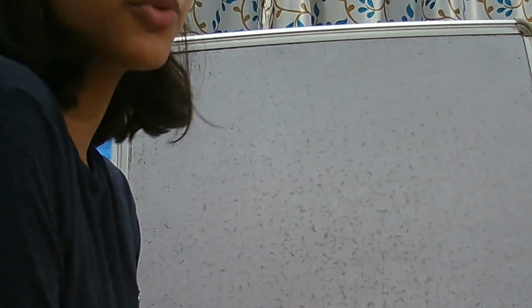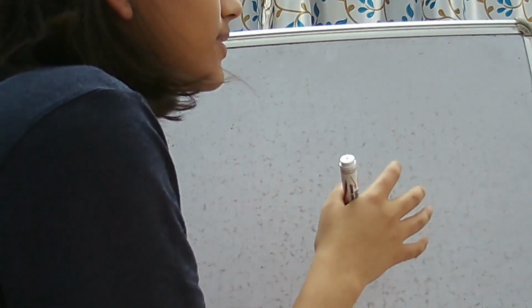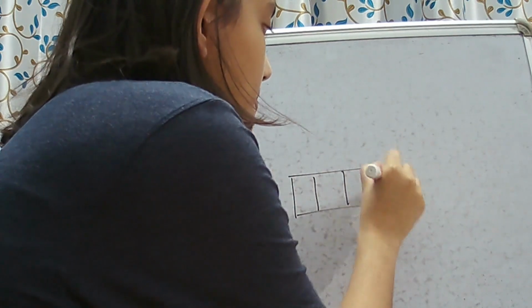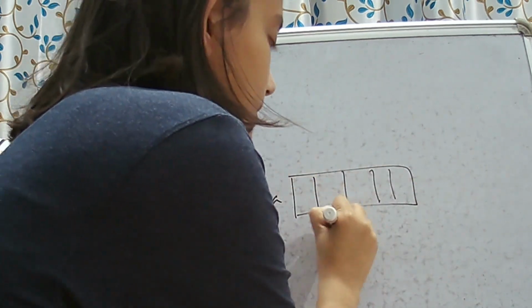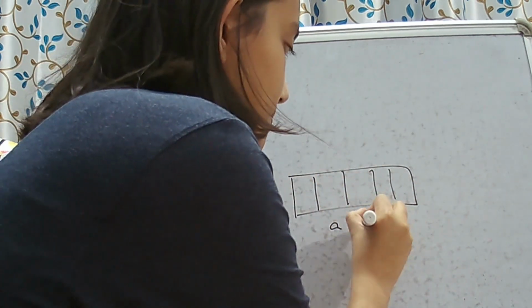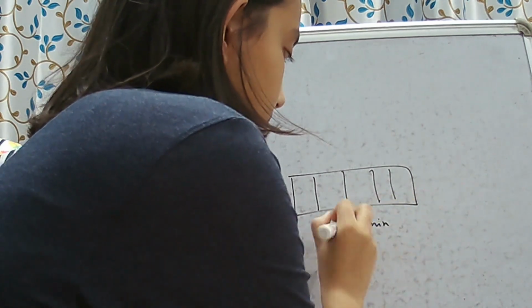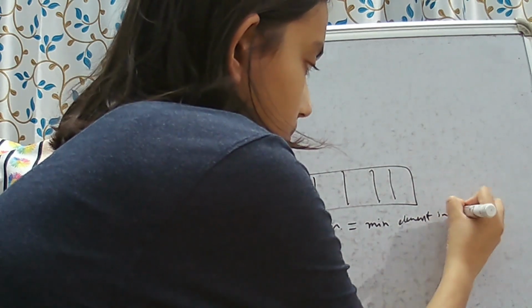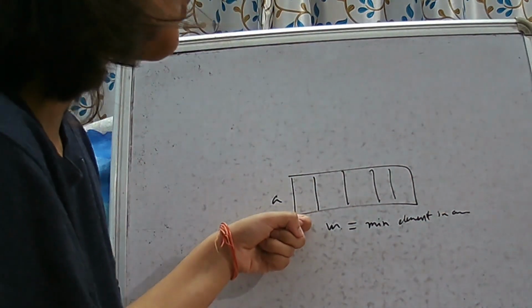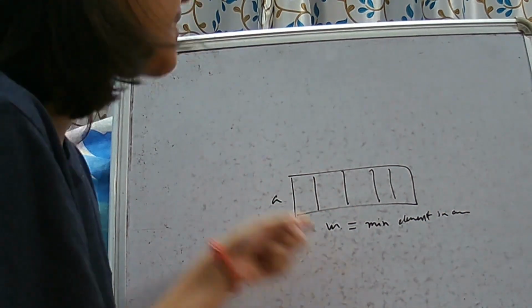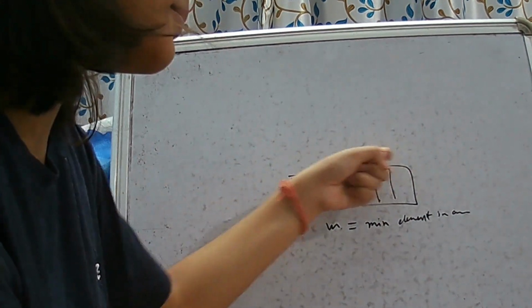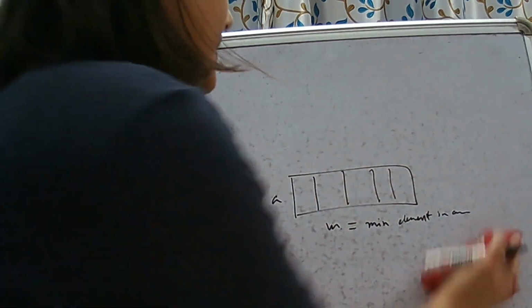In the minimum extraction problem, the only operations are that you have to find the minimum element in the array at a given time, and you have to remove that element from the array and subtract that number from all the remaining numbers of the array.